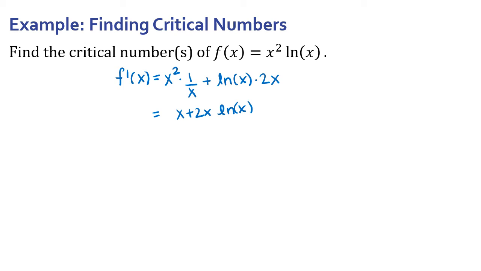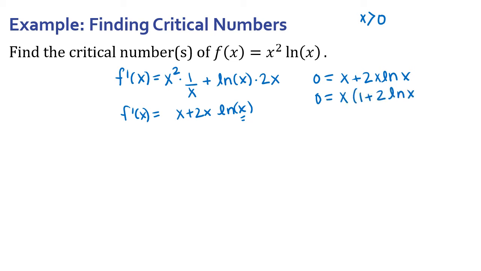Okay, so we know that this is going to end up being undefined. You cannot take the natural log of a number that is less than 0. So no matter what, these x values have to be greater than 0. All right, so let's look at where this is going to equal 0. So 0 equals x plus 2x times the natural log of x. Let's factor the x out. I'm going to get x times 1 plus 2 times the natural log of x.